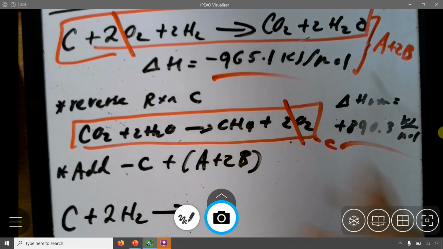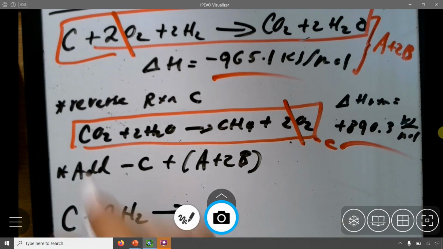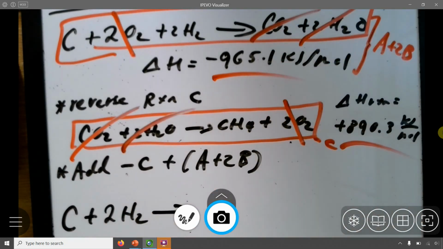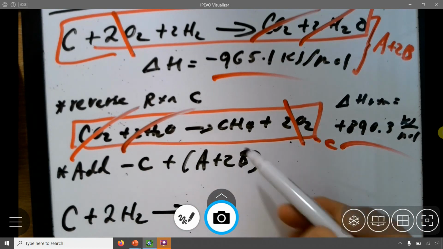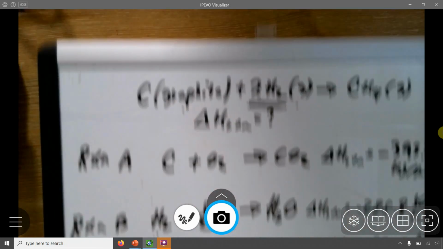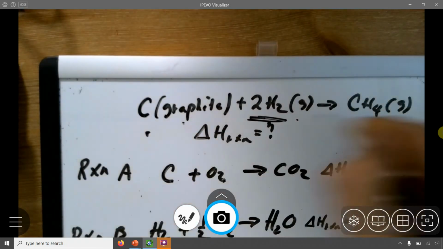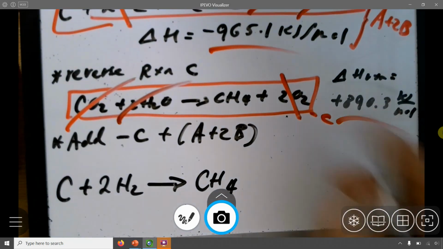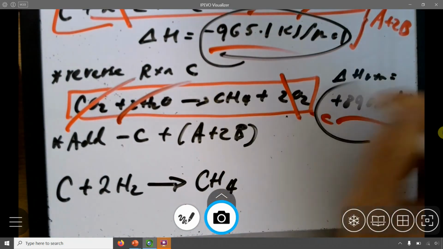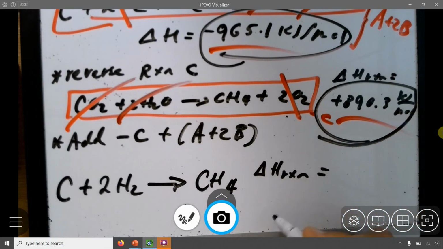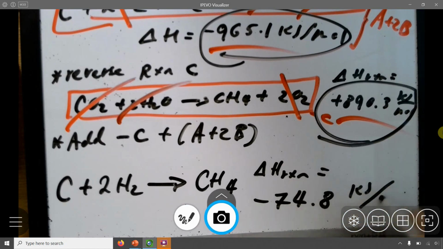Okay, I have CO2 here and CO2 here. They go away. And I have 2 waters and 2 waters. They go away. Okay? And then I have CH4 as a lone product, which if you go back to our original question, that's what I wanted. C plus 2H2 to go to CH4. That's it. Now I will add up this and this. And that will be my delta H of this reaction. And when I add them up, that's negative 74.8 kilojoules per mole.